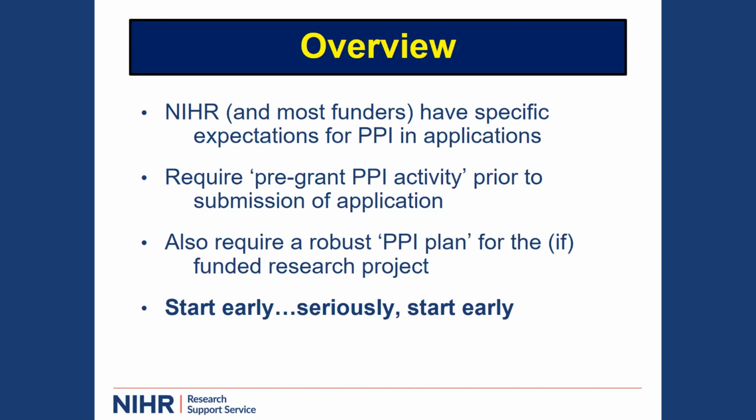However, the most important point really is to start early. Seriously, start early. Being able to have pre-grant PPI activities will not occur if you leave this for a month before your deadline, or indeed potentially even 2 months before your deadline. You should be thinking about this at minimum 3 months, because it does take a lot of time. It can take a lot of time to recruit participants, to talk to the PPI contributors, to report back what you're doing, and also to make changes to the application. So if you have a funding application coming up in July, you need to start now.